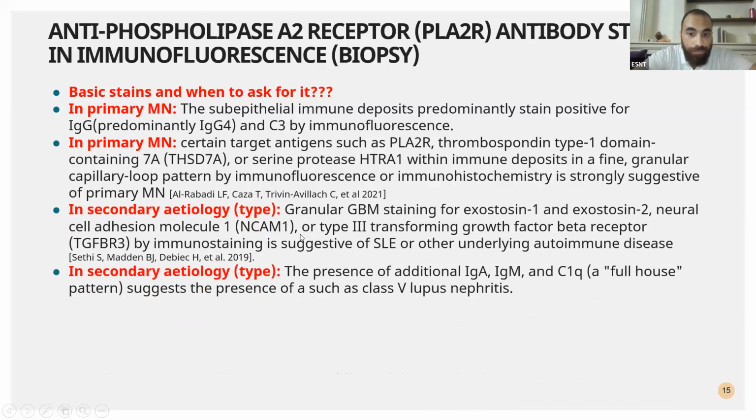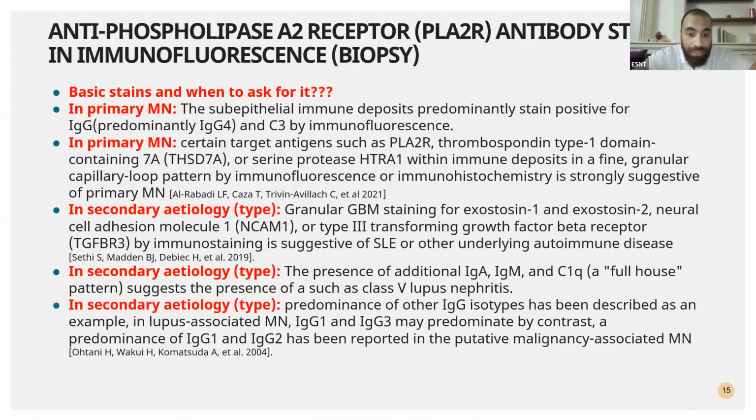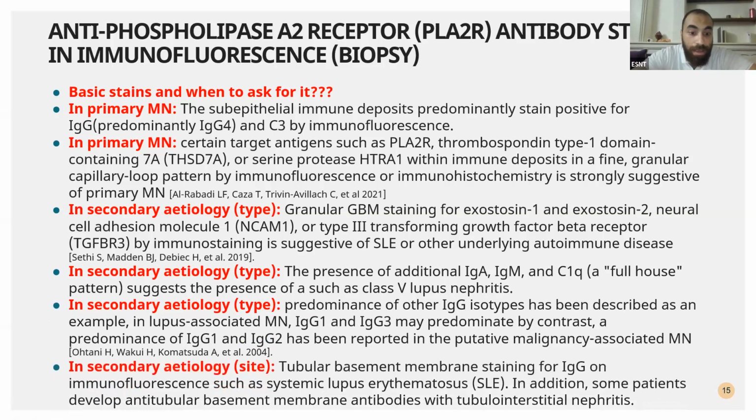Also, if you have IgA, IgM, and C1q, which is called the full house pattern, it will go for class 4 lupus nephritis. And if you have a change in the type of IgG, like IgG1 or IgG3, it will go more for lupus. If you have IgG1 and IgG2, it will go more for malignancy-associated membranous nephropathy. And if the staining changes from the capillary loop to around the tubular basement membrane, it will go for lupus nephritis more than primary. So you have to know it should be IgG4, it should be a granular stain, it should be around the capillary loop.